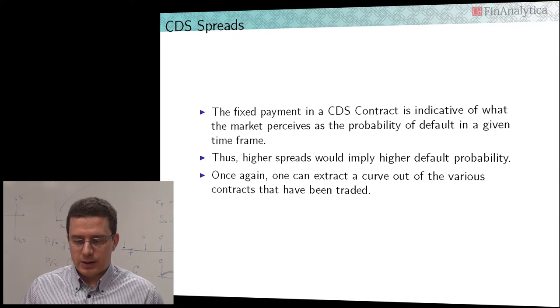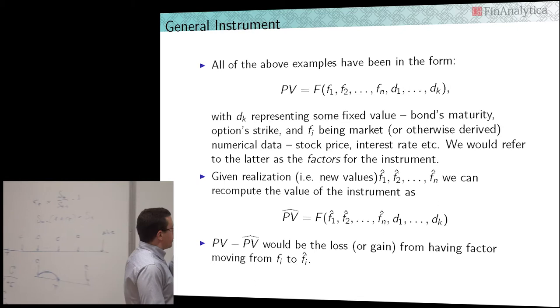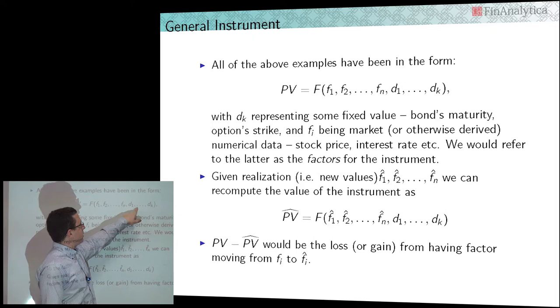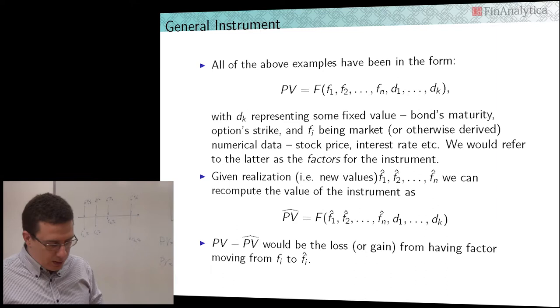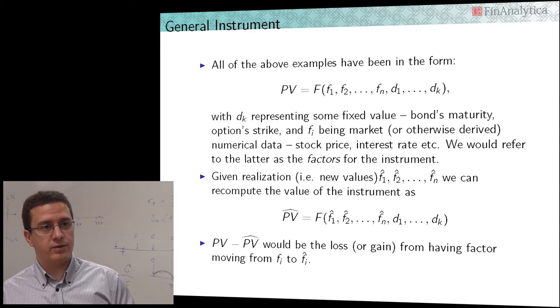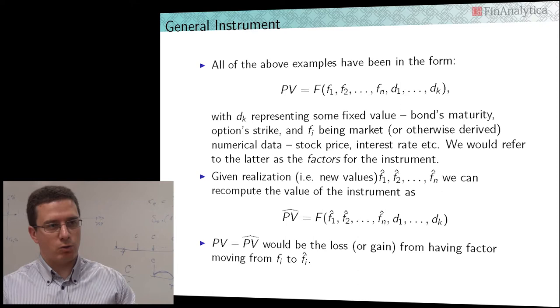Any financial instrument can be defined as a mathematical function of basically several variables, and we split them in two. On one hand we have these f's here from 1 to n, and the other one is d's from 1 to k. And basically the d's are easier to work with. The d's are fixed, they're non-random, they don't change at all for a given financial instrument. So this would be the maturity month of the bond, the size of the fixed coupon, the periodicity of the coupon, for example, the maturity of the future, the strike price of the option. These things are fixed. They don't change during the life of a contract.